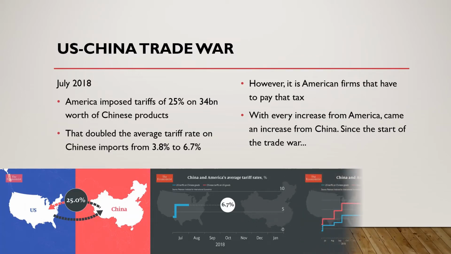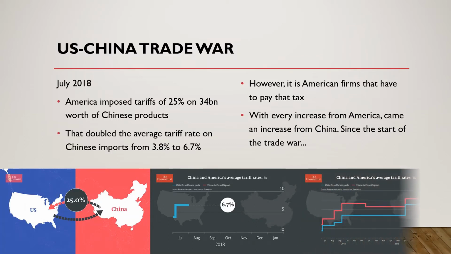In addition, for every increase in tariff from US, China is also increasing its tariff. So the average tariff, as you can see from the graph, started from around 5 to 10% and it increased to nowadays around 20%, and it started the trade war.